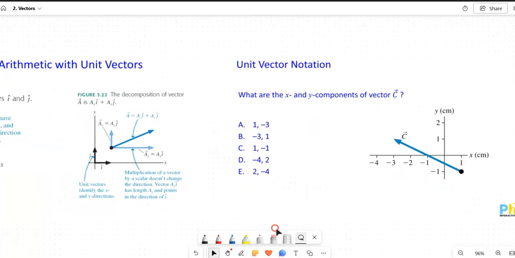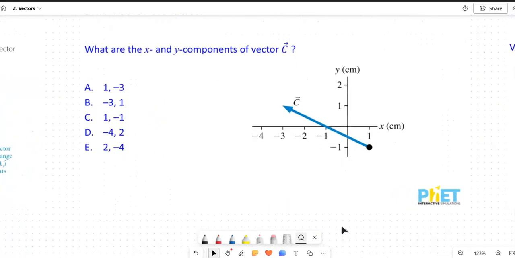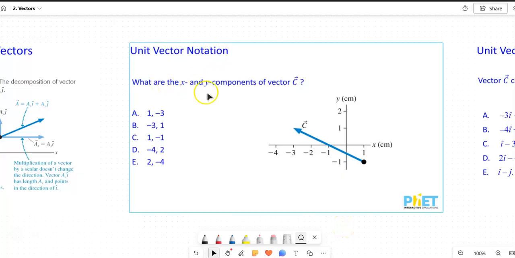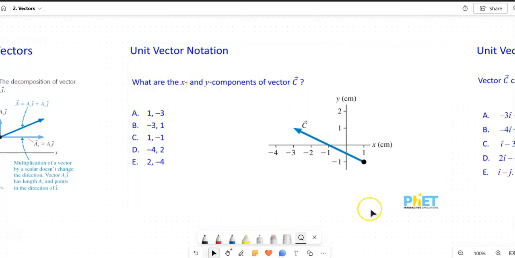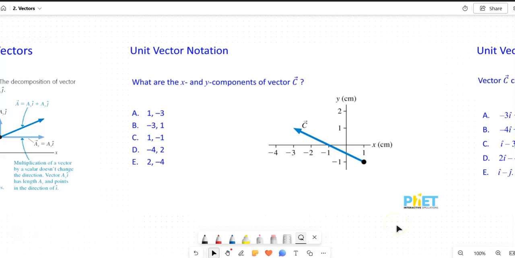So let's go ahead and try this out. Let's start really simple. Suppose you had a vector C, as indicated here on this coordinate system. What are the x and y components of vector C, with the x direction, comma, y direction? So find the length in the x direction, find the length in the y direction, and apply the directions. Try that now. Please pause the video.